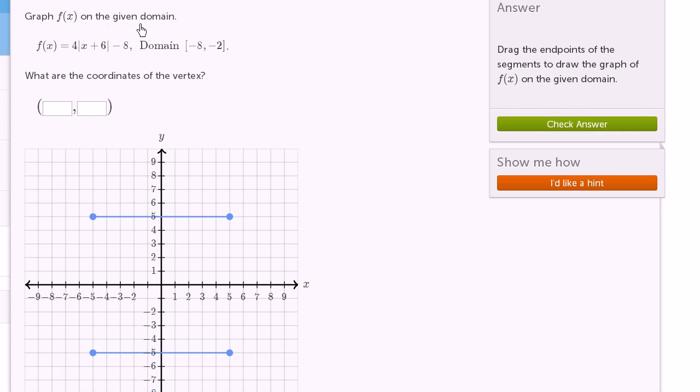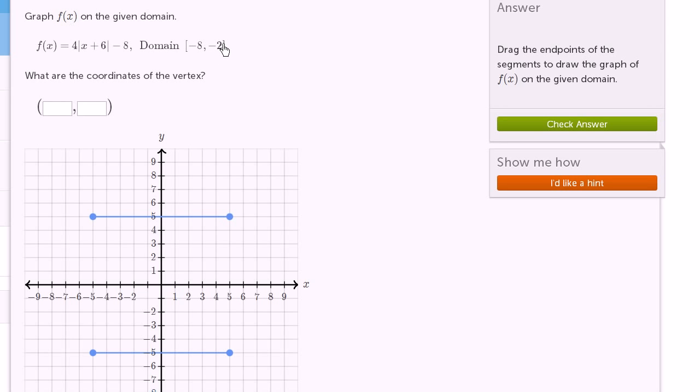Graph f of x on the given domain. So f of x is equal to 4 times the absolute value of x plus 6, minus 8. And the domain is x between negative 8, including negative 8. This bracket means that we're going to include this endpoint, and negative 2.